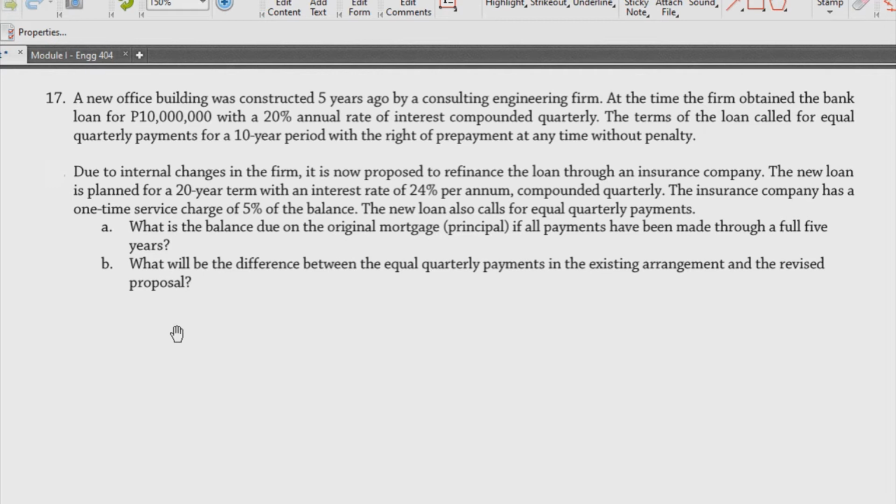There are two questions for this problem, and the first one is, what is the balance due on the original mortgage, or the principal, if all payments have been made through the full 5 years? Now, I think the best way here is to compare siguro yung ating nangyari before and then yung mga sunod na refinancing due to the current situation, no? So I think we need to do the cash flow diagram first on the 5 years ago. So let's have here 5 years ago.